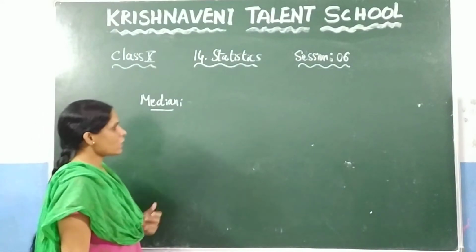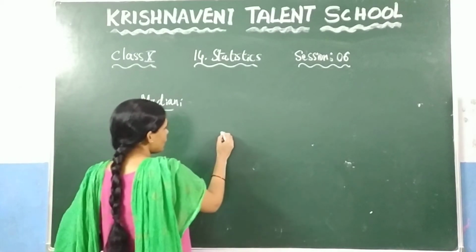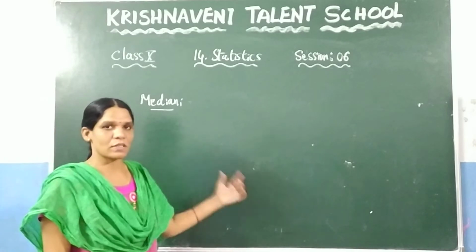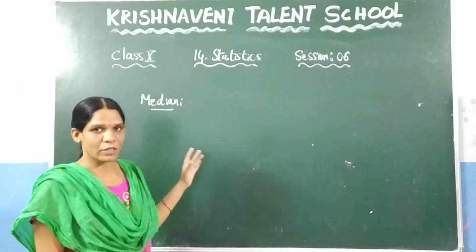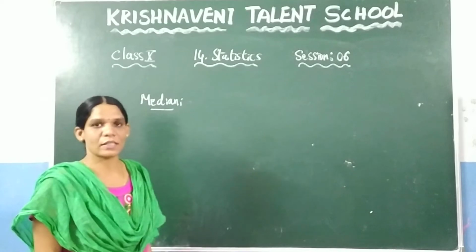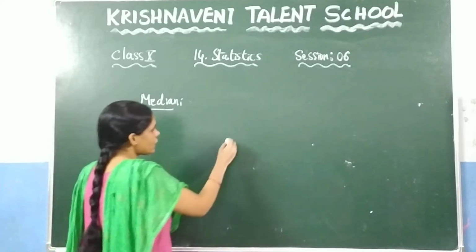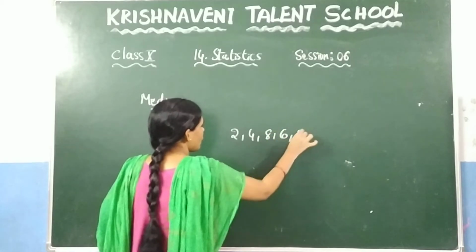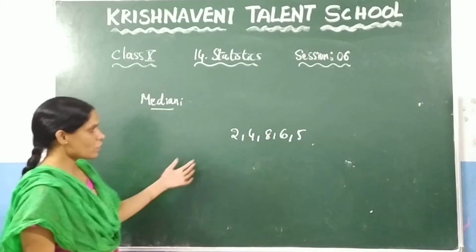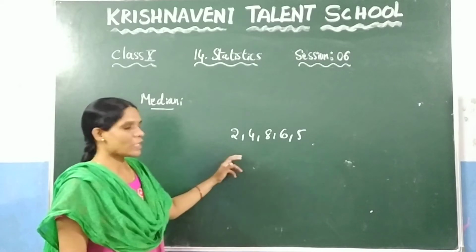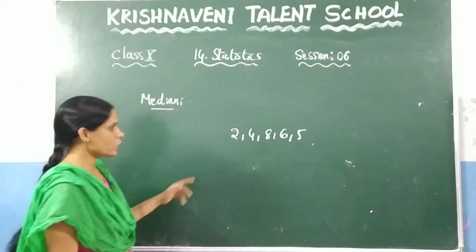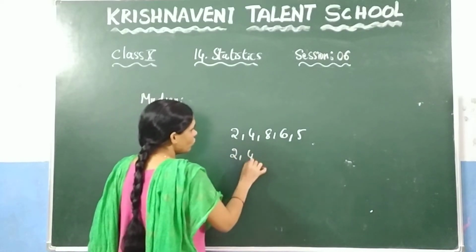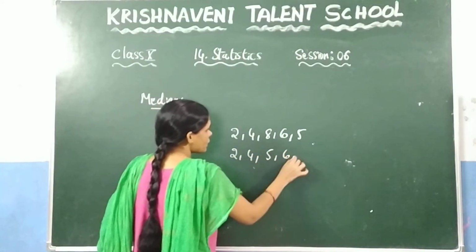You have already studied that you can calculate the median if you are given any observations, by writing them either in ascending order or in descending order. Let us take these values: 2, 4, 8, 6, 5. If you want to find the median of these values, you need to find the middlemost value. Before that, you need to write these values in ascending order. So write it here: 2, 4, 5, 6, 8.